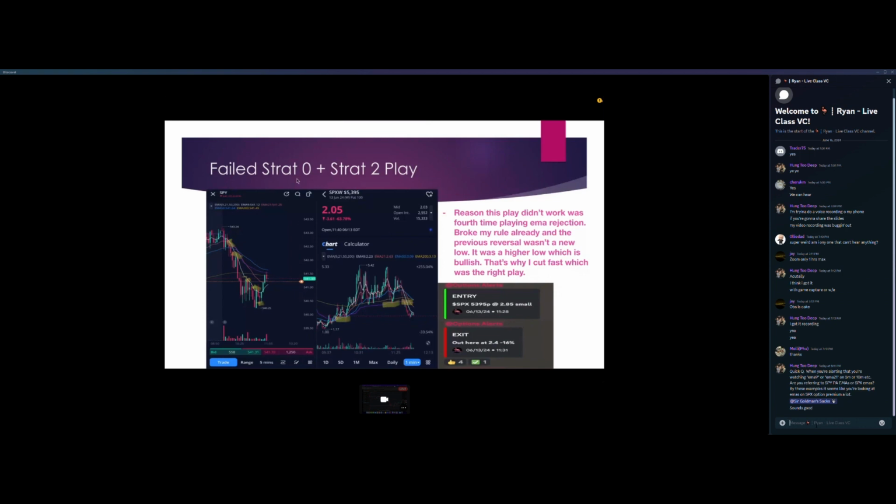So this was a failed strat 0 plus strat 2 play. We had the double confirmation, right? We had another EMA retest, and we had the VWAP entry on SPX. Doesn't mean it's going to work, right? It didn't work. It broke right through it. So I cut fast. So yeah, sorry to the 4 people that got in. Let's go over some good plays now.